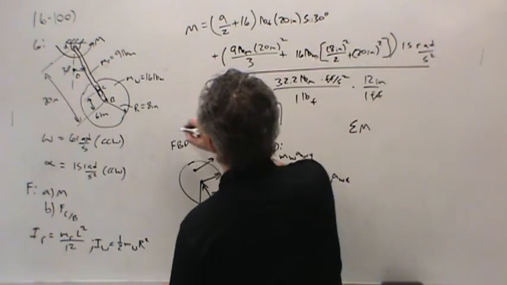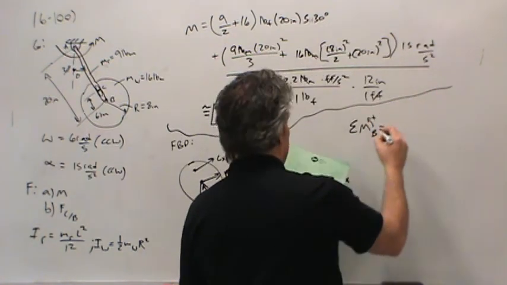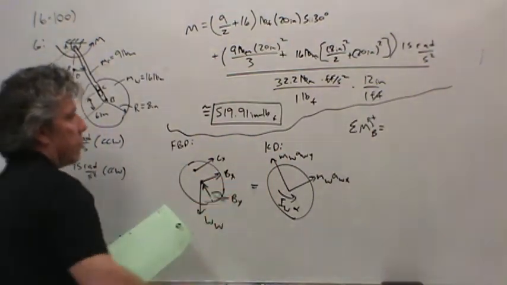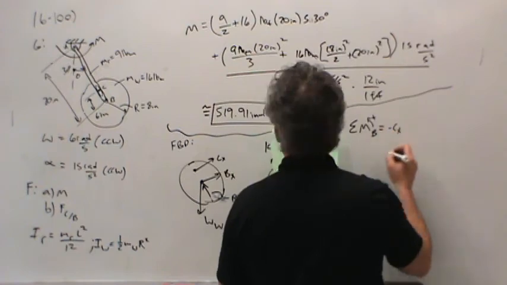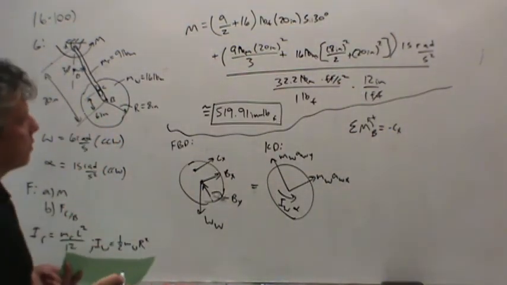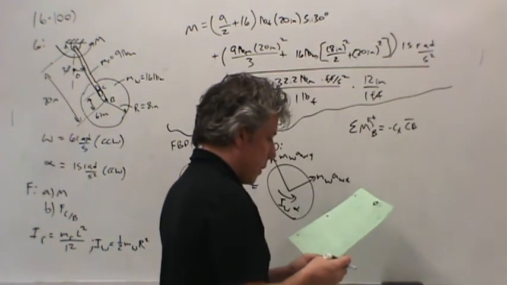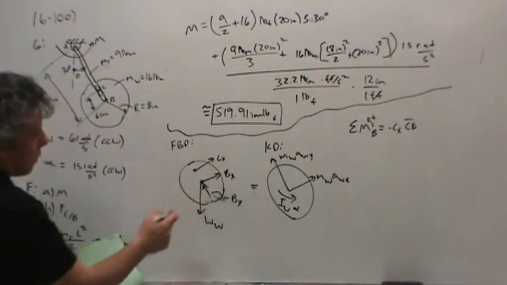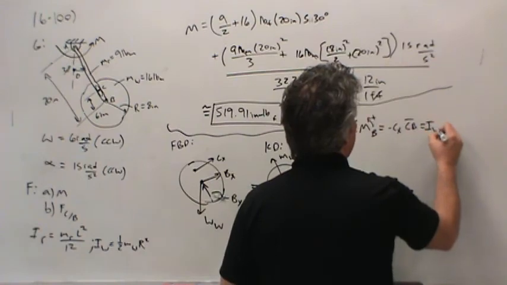So summing moments about B, counterclockwise positive. Well, Cx causes a negative moment, so it would be minus Cx times the distance between B and C. I know it's 6 inches between B and C, I didn't give it its own symbol, so let me just write the distance CB, okay? Because that is the moment arm of the force Cx. Anyway, that is equal to I of the wheel alpha.